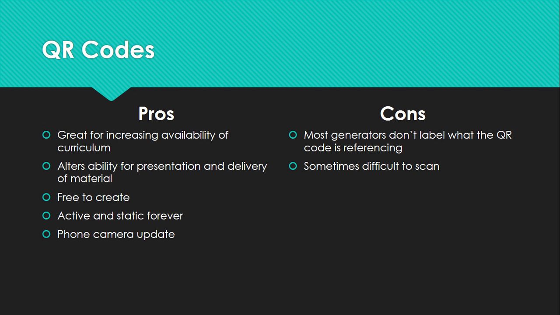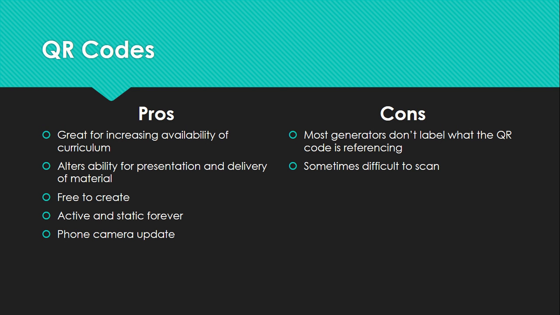I can have my 25 students all scan 25 separate QR codes while I'm in an IEP meeting, and they can all be learning 25 separate lectures simultaneously, which is great. It's free to create. They're active and static forever. And with the new Android and Apple update, if you were to open up just your camera application and look at the QR code with that, you can click right on it and it'll activate right away. So you don't even need a QR code reader. It's integrated already into your cell phone's camera.